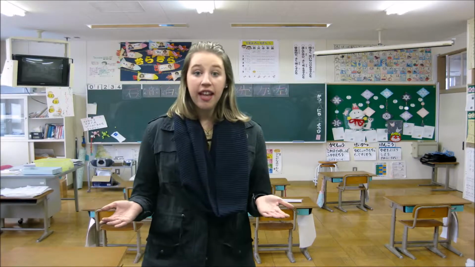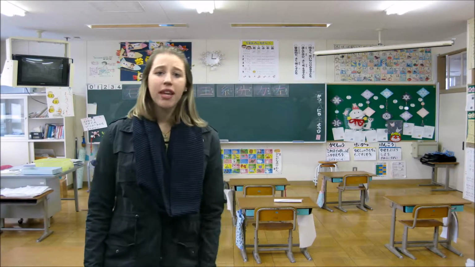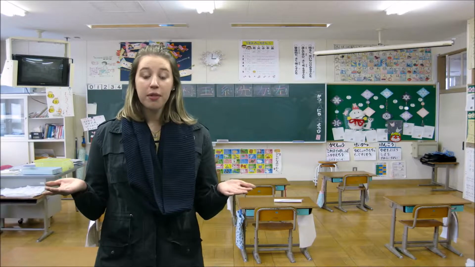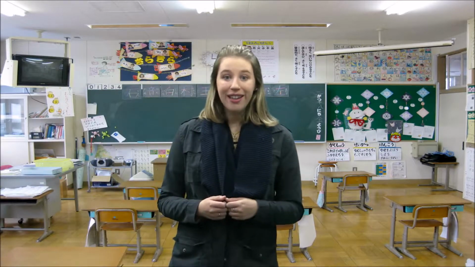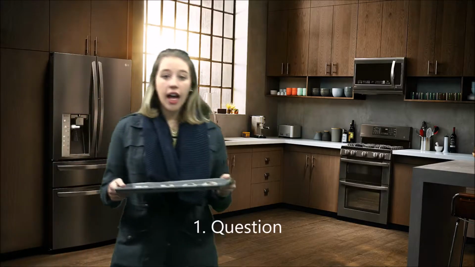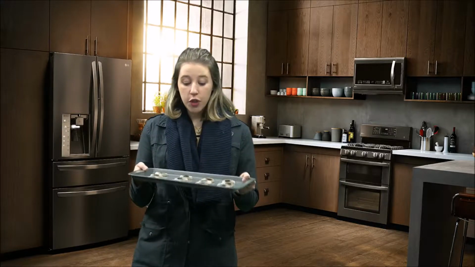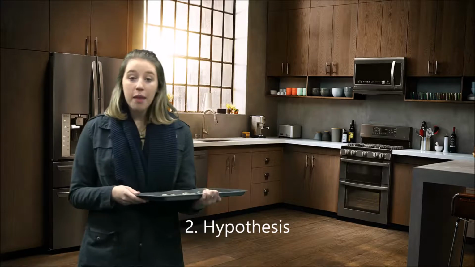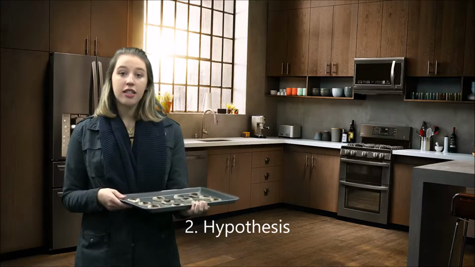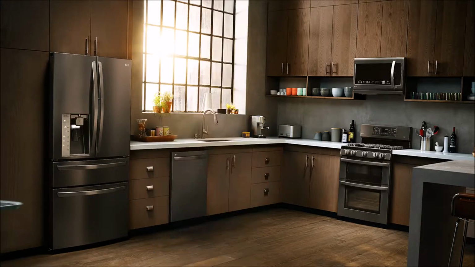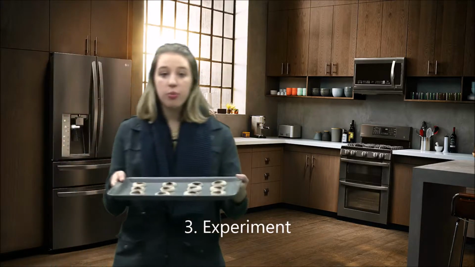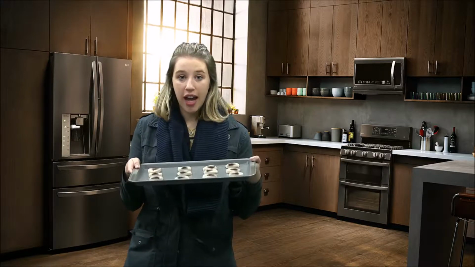So let's test the scientific method out. Come on, let's go back to my kitchen, where I can show you the steps to scientific method in baking. I wonder what will happen if I bake these cookies at 350 degrees for 10 minutes. My hypothesis is, I think these cookies will bake to a nice golden brown color. To experiment, I'm going to put these cookies in the oven for 350 degrees for 10 minutes and see what happens.